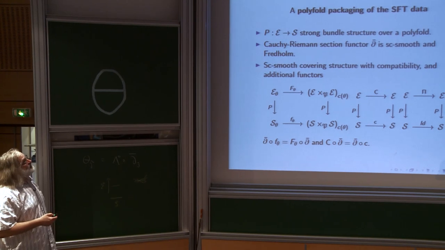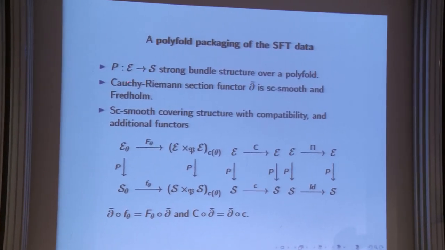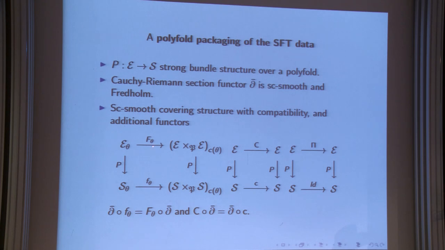So that is what it means. Now here's the polyfold packaging of the SFT data. We have a strong bundle structure of a polyfold. The Cauchy-Riemann section functor is SC smooth and Fredholm. We have SC smooth covering functors with compatibility and some additional stuff, where we have for each phase, so I haven't defined this, but it's clear, we defined it on the level for S. If I face here, then this here is just the stuff of E lying over S theta. Then these were the covering functors. Then there were a certain number of compatibility conditions, which we discussed in the last lecture and also yesterday in the discussion. So you have these diagrams of these things. I suppressed here the moving of components against each other.